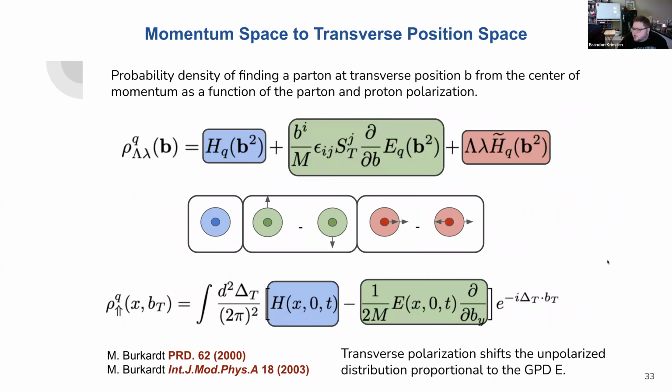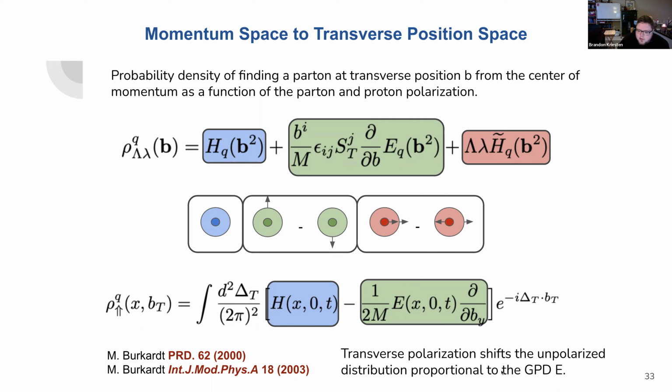Now, moving on to this sort of transverse position space picture, one can define, for instance, the probability density of finding a parton at transverse position from the center of momentum as a function of the parton and proton polarizations. So this looks something like this, in that the probability density is given as an unpolarized contribution, a transverse momentum shift, and then also this is the probability density for a longitudinally polarized quark instead of a longitudinally polarized nucleon. And this is the Fourier transform of H tilde, for instance.